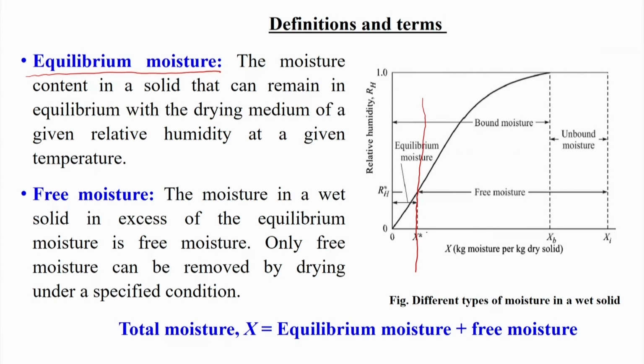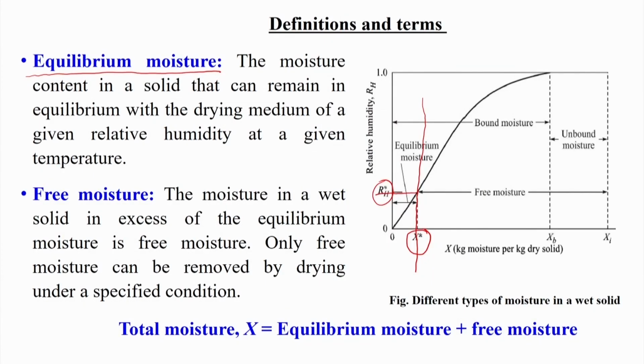Let us take the equilibrium moisture content for a particular drying medium with a given pressure, temperature, flow rate and relative humidity RH. This is the moisture content that will remain in equilibrium with the drying medium. Whenever we dry any wet solid, we maintain one drying condition. In that condition, the minimum amount of moisture that remains inside the solid is the equilibrium moisture.